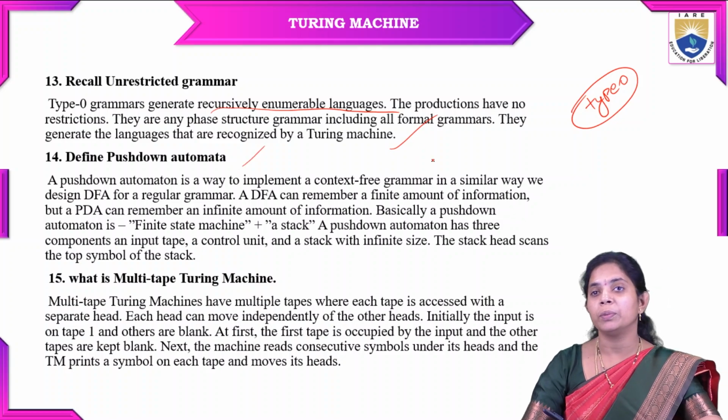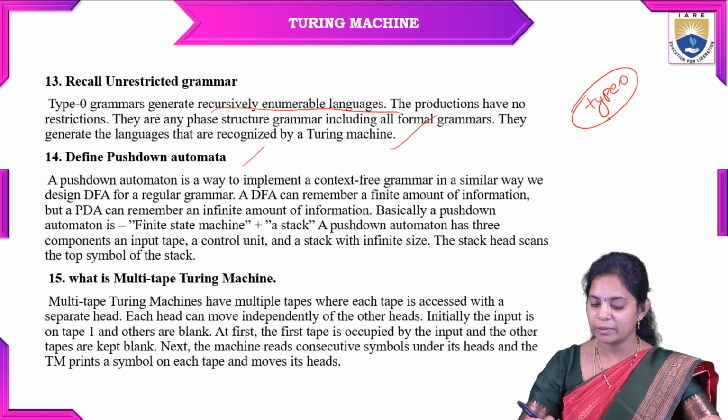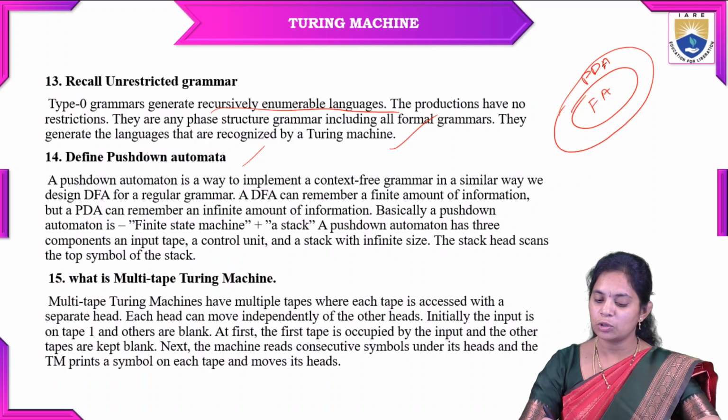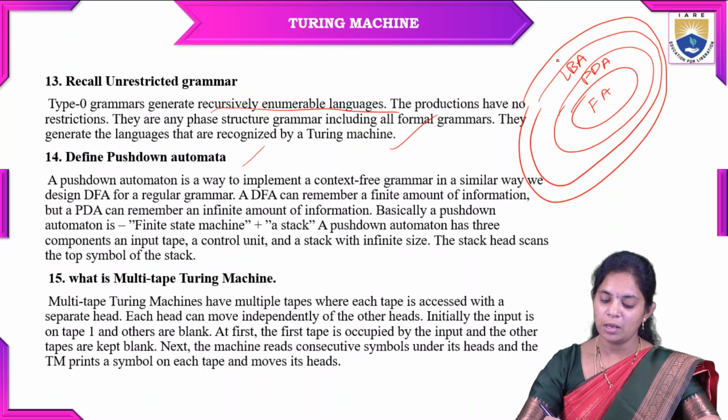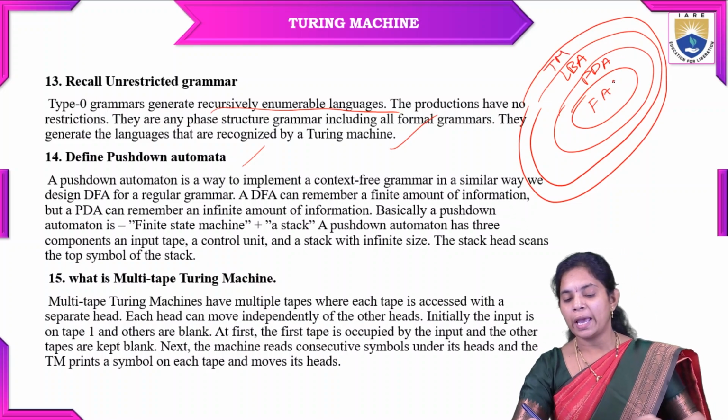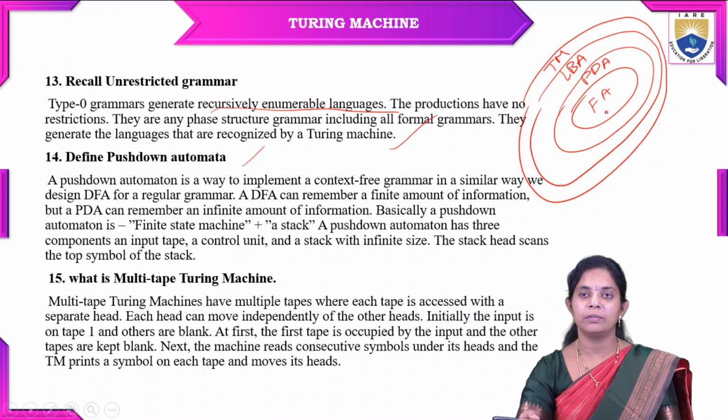And define pushdown automata. So we have the Chomsky hierarchy. In this one, first we take the regular grammars, with which we can generate the regular languages, and these are recognized by finite automata. Pushdown automata is more powerful than finite automata, linear bounded automata is above pushdown automata, and then the Turing machine. So this is the hierarchy we follow in formal languages.